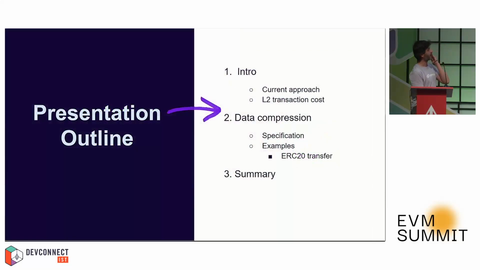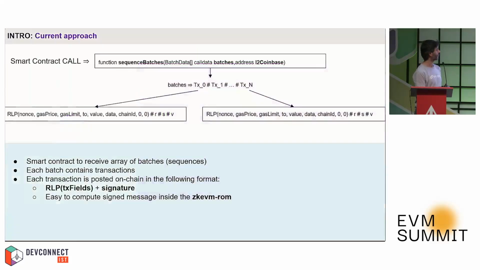Okay, in this presentation I will just do a very quick introduction about how we put data in layer 1 today and what we think could be a good option in order to reduce this data availability to be added on layer 1. Okay, first of all, how do we put this data availability on layer 1?